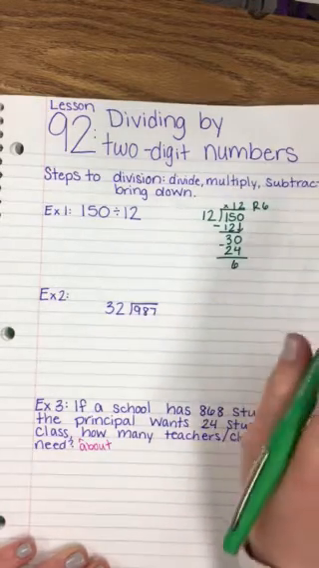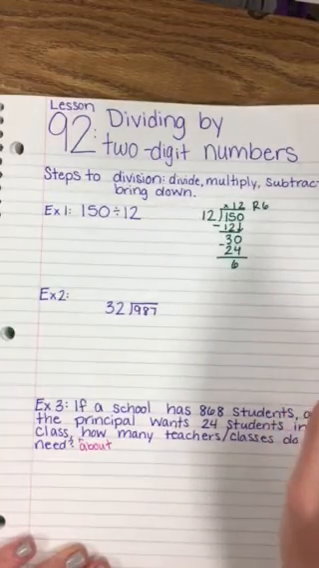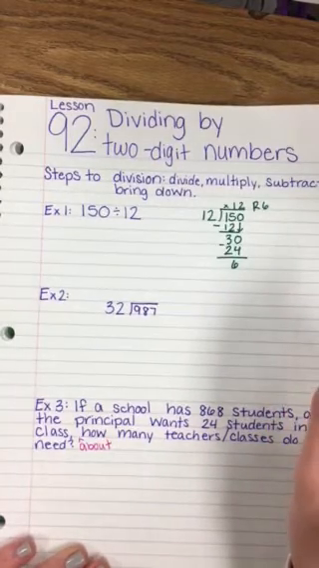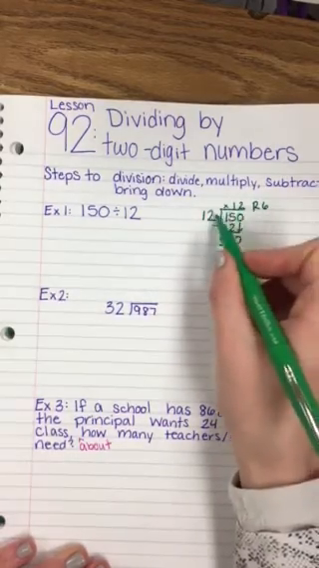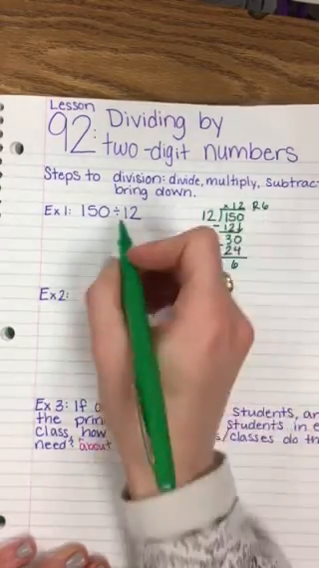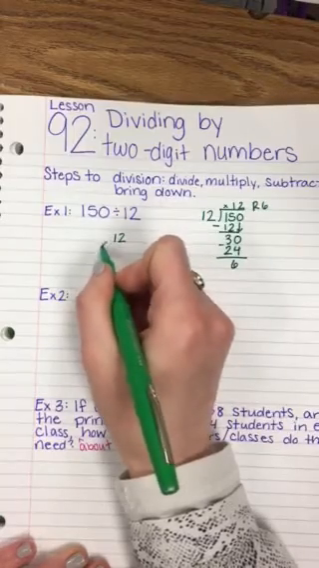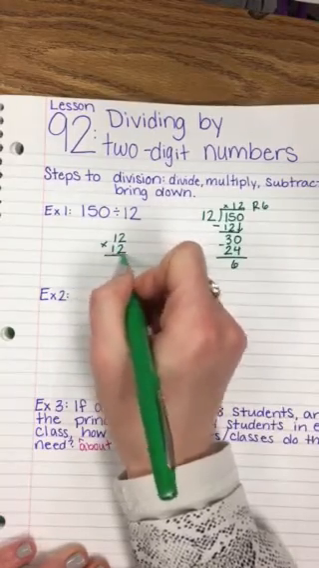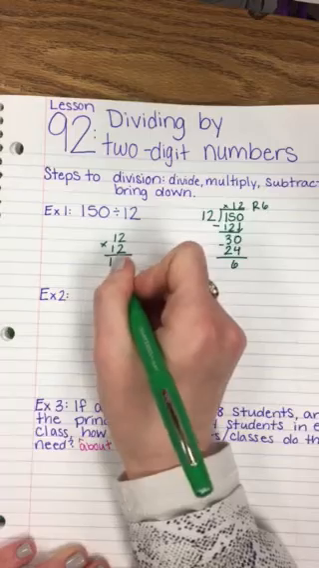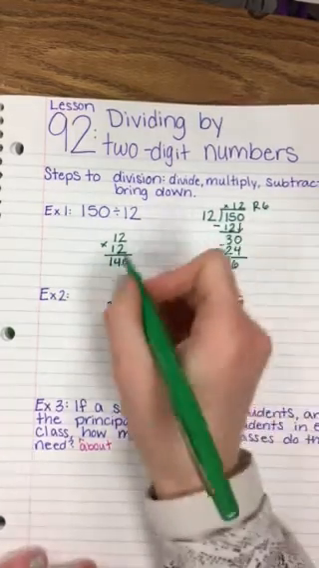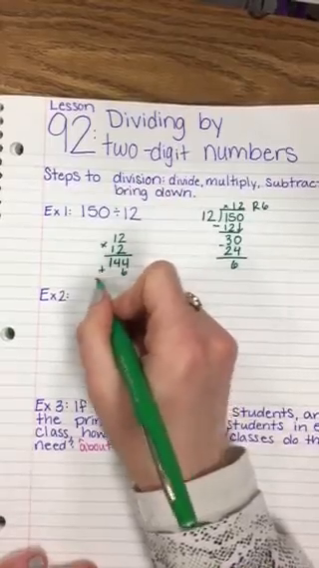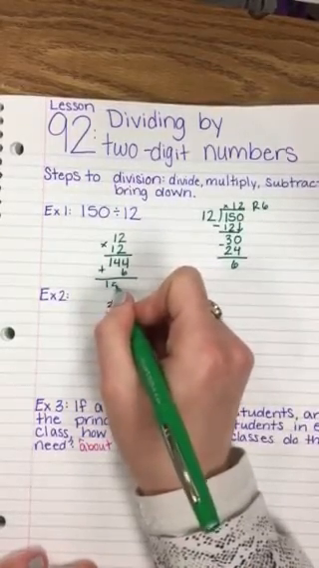So then we always have to double check our answer. To check our answer, we're going to multiply 12 by 12 because that's the 2 numbers that we have here. So we do 12 times 12, and we see that that answer is 144. And then we have to add our remainder, and we get 150.